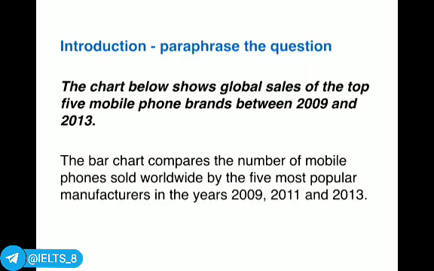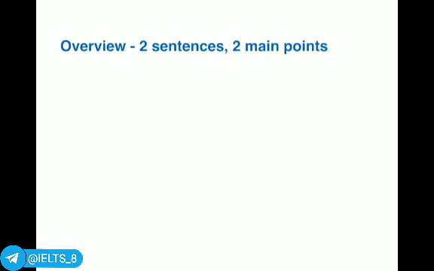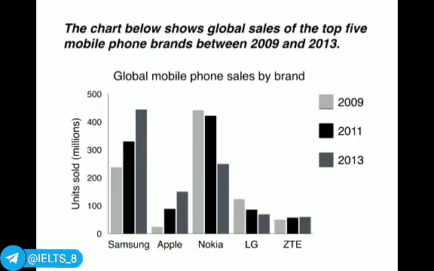Now we move on to the overview. 2 sentences, 2 main points. So let's look at the bar chart and decide what our 2 main points will be. Here's the chart again. The first thing that I notice is this. In 2009 and 2011, Nokia definitely had the highest numbers of sales. Another thing that I notice is this. In 2013, Samsung becomes the most popular.